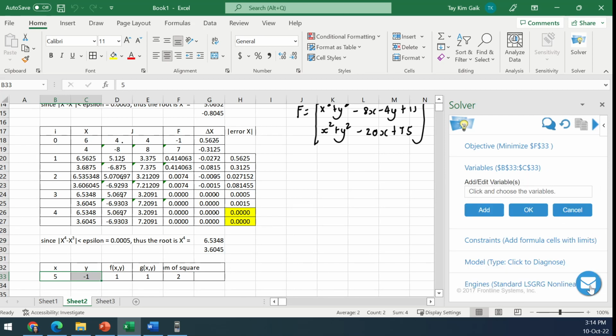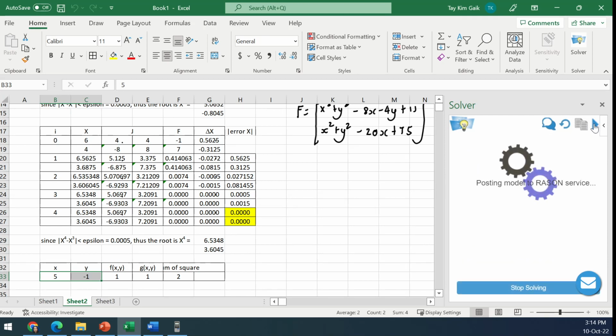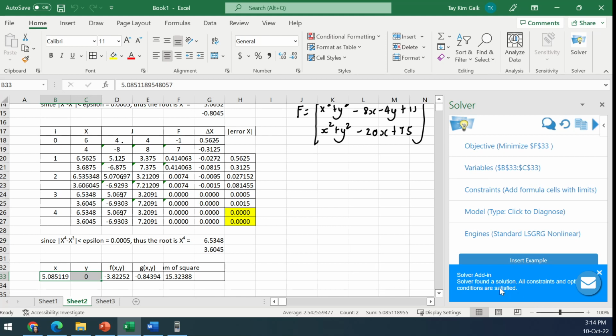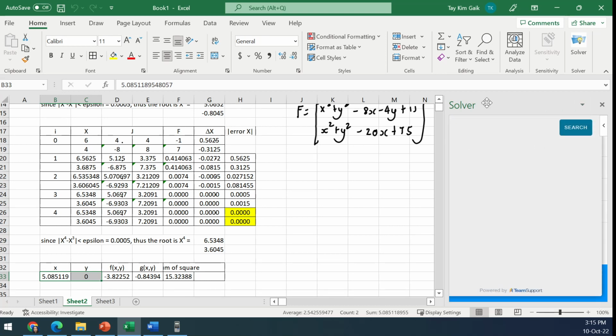Okay, and then I want to solve this one. Click the right arrow, so it is solving. You see, initially I put 5, -1. It takes some time to solve. Solver found a solution, all constraints are satisfied. Okay, so you see the solution given here is 5. Why not optimum?